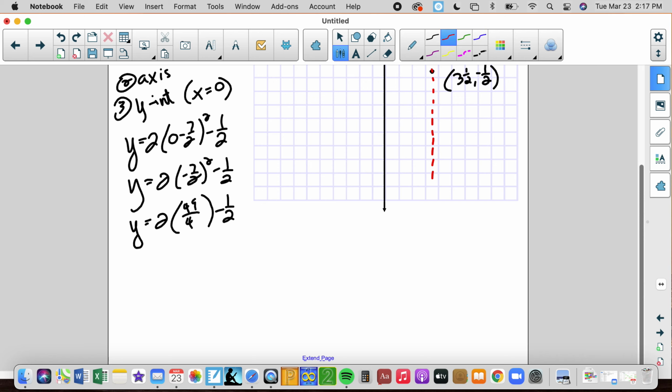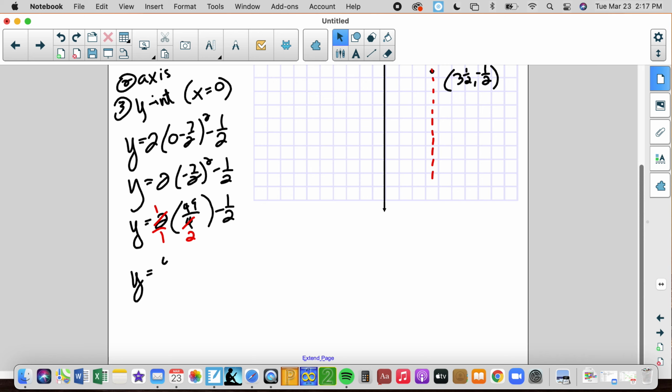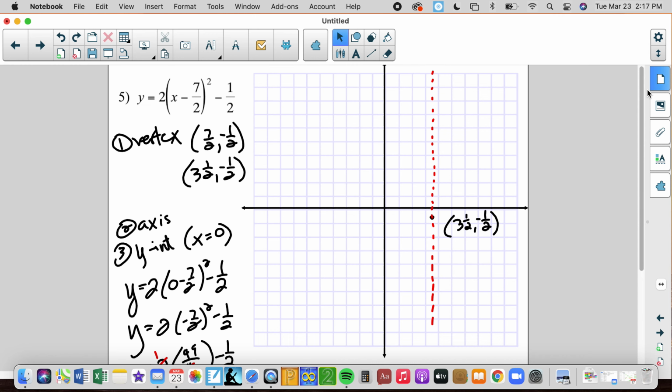Now, we are multiplying 2 times 49/4. I'm going to cross cancel. That becomes 1. That becomes 2. Oh, it does work out nice. So we get 49/2 minus 1/2, which gives me 48/2, which simplifies to 24. So when I plugged in 0, I got 24. So 0, 24. Again, that's going to be way up there.